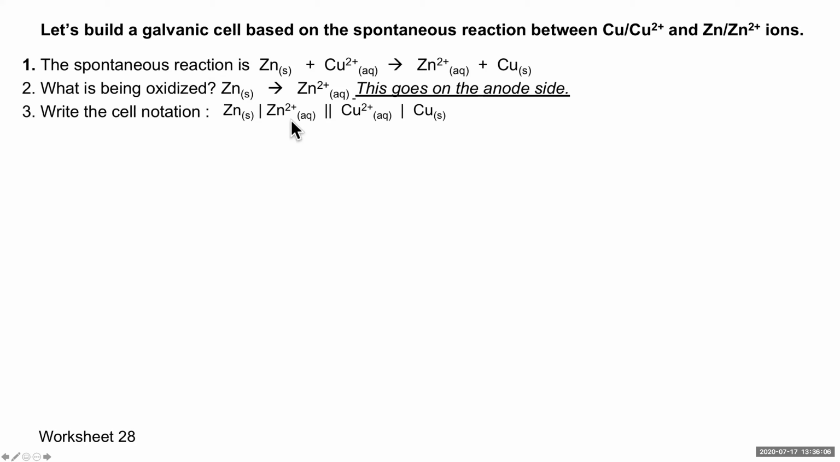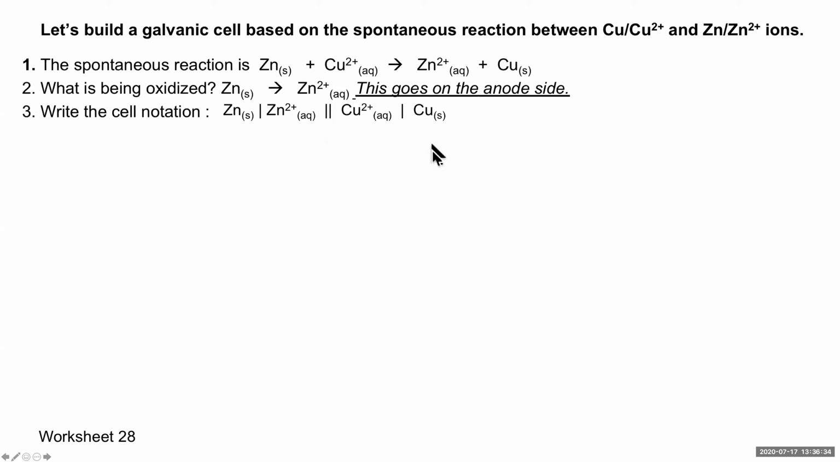And then in solution, we have zinc ion. That could be zinc chloride, for example, or zinc nitrate. And then we have a salt bridge. We haven't specified a salt bridge. And then on the right side, next comes the solution on the cathode side, which is the copper 2+ ion. That could be copper nitrate, copper chloride. And then as a cathode electrode, we have solid copper metal. Right, so there's a notation.